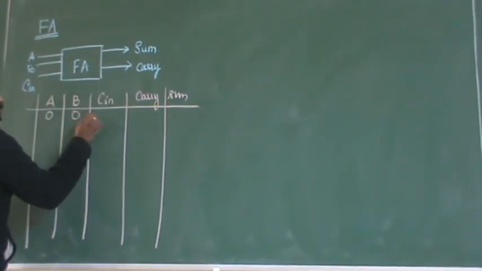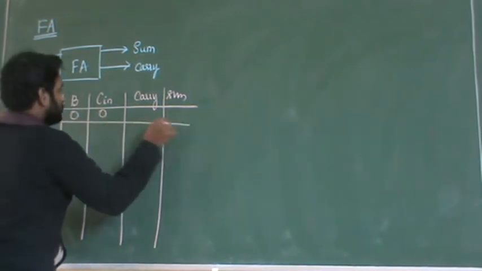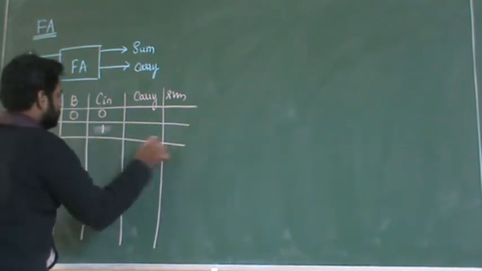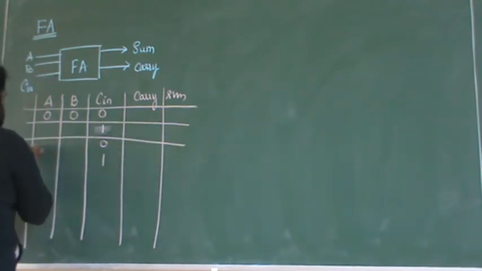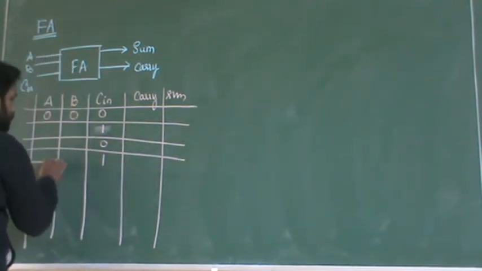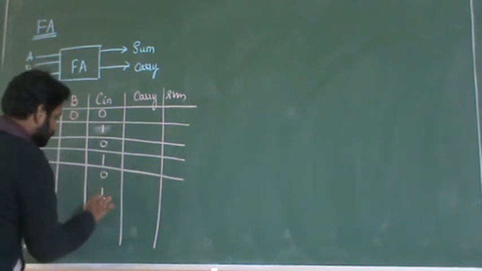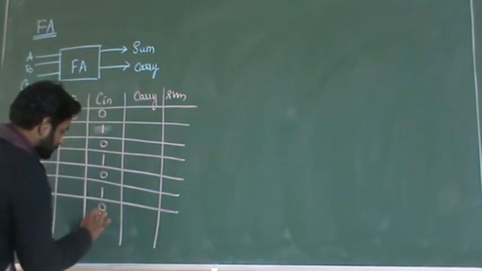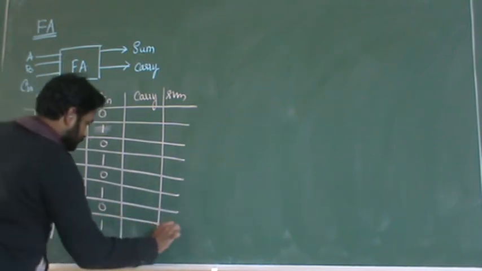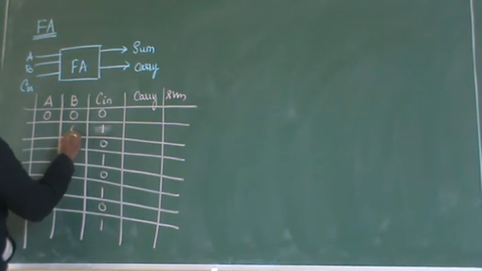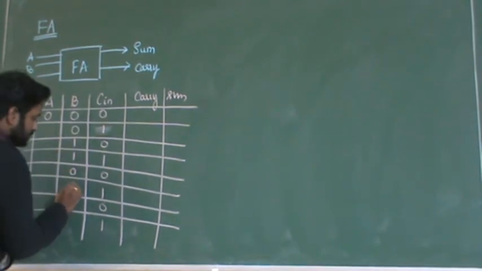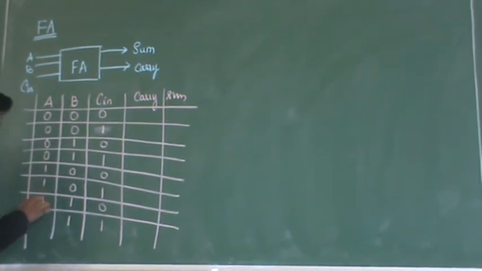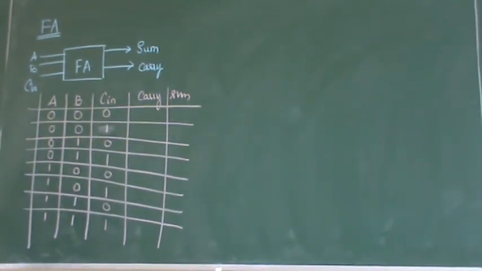So 0, 0, 0. Next 0, 0, 1. Then 0, 1, 0 and 0, 1, 1. Next 1, 0, 0, 1, 0, 1, 1, 1, 0, 1, 1, 1. 4 zeros, 4 ones. So this is the easiest way to write down the truth table.